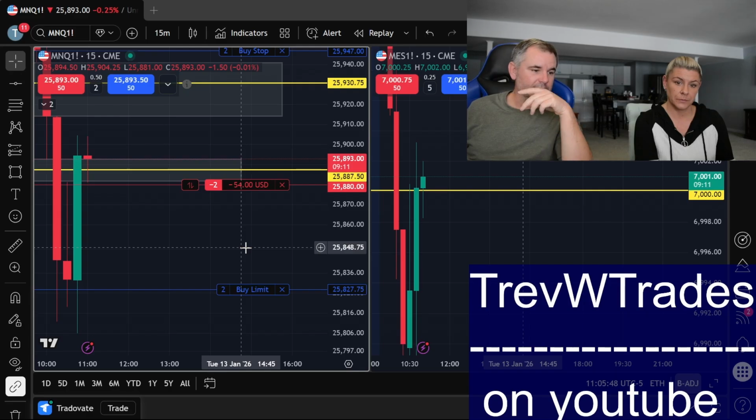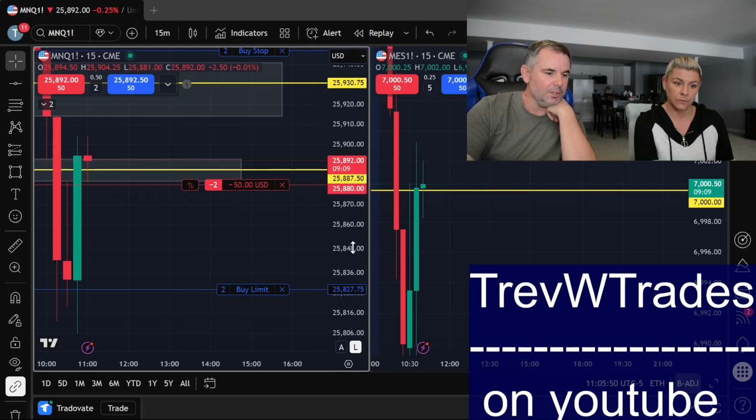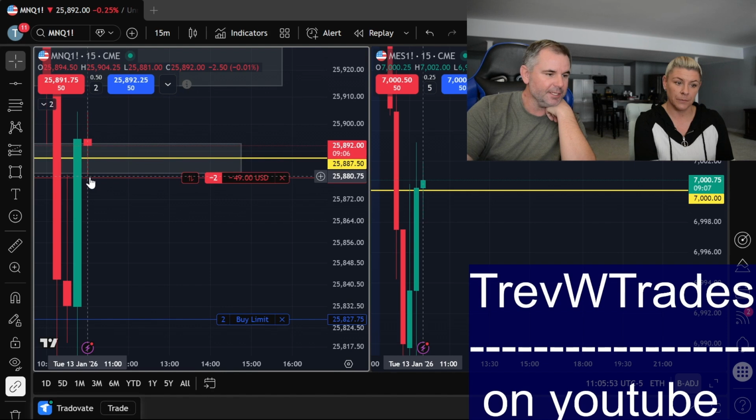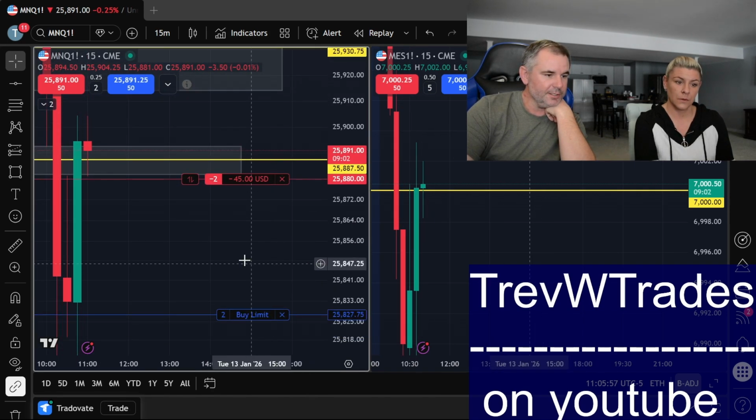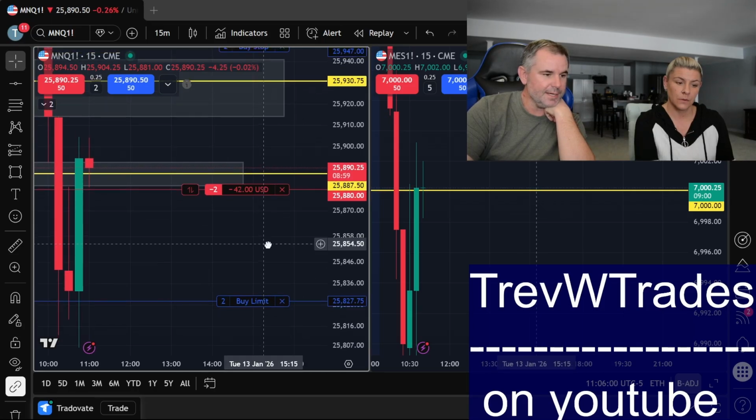Okay. It did close that gap though, so we don't have any gap below us. That's a nice thing, right? This one came down and touched this area here. So that's a good sign for us to go back down.